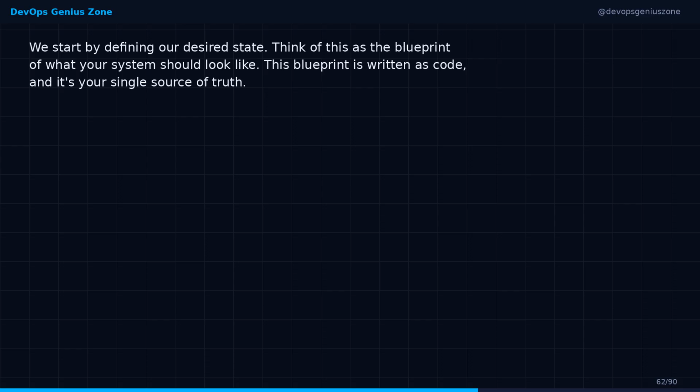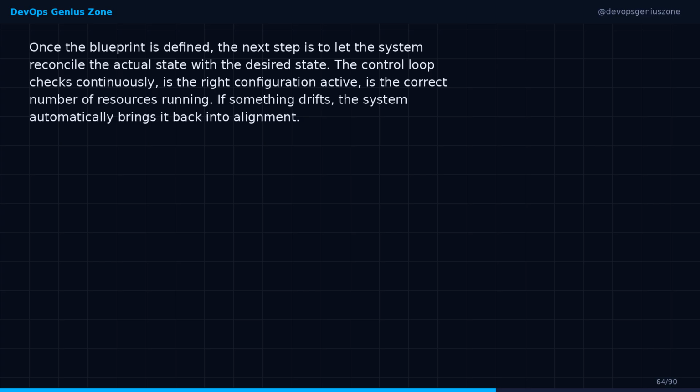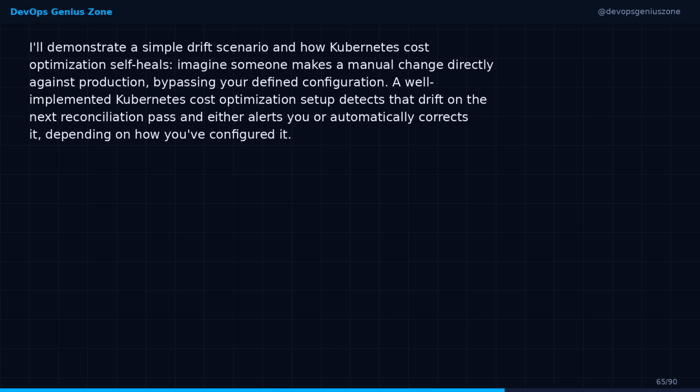Once the blueprint is defined, the next step is to let the system reconcile the actual state with the desired state. The control loop checks continuously: is the right configuration active, is the correct number of resources running. If something drifts, the system automatically brings it back into alignment. I'll demonstrate a simple drift scenario and how Kubernetes cost optimization self-heals. Imagine someone makes a manual change directly against production, bypassing your defined configuration. A well-implemented Kubernetes cost optimization setup detects the drift on the next reconciliation pass and either alerts you or automatically corrects it, depending on how you've configured it.